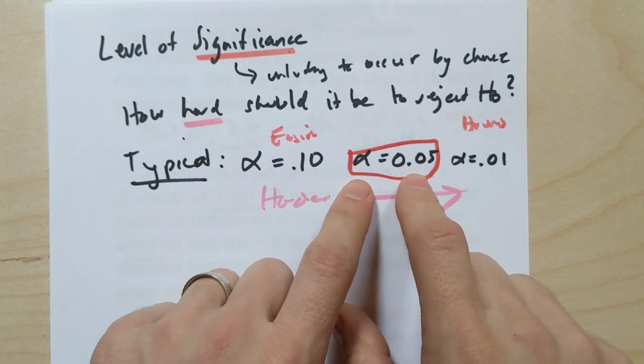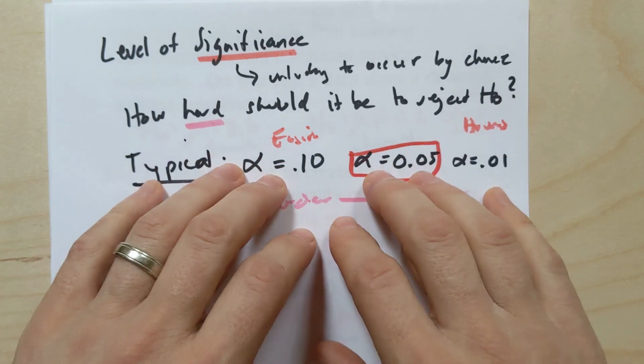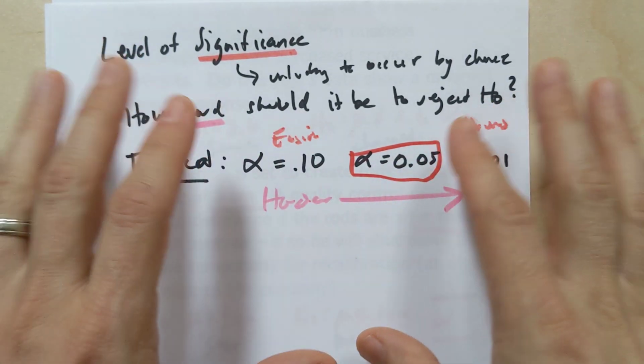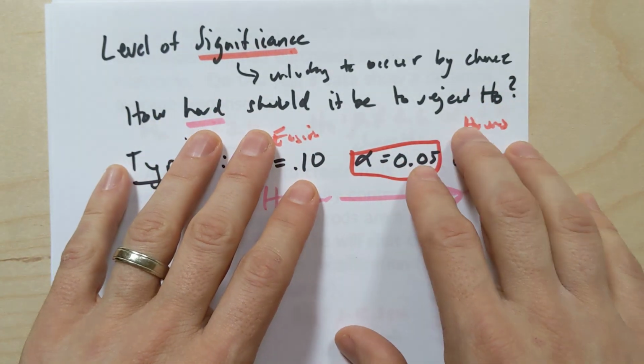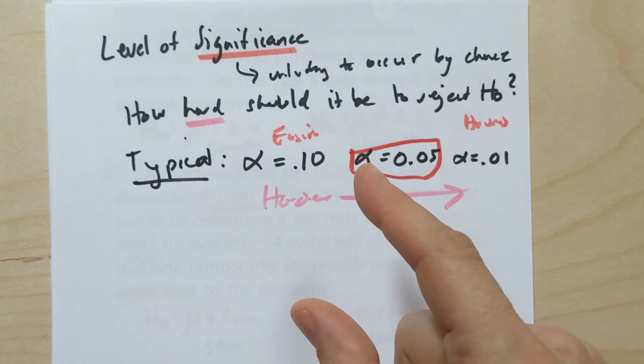In another video, we're going to take a look at this and see how it connects to things like levels of confidence and to types of error that can occur whenever we do make decisions in significance tests.